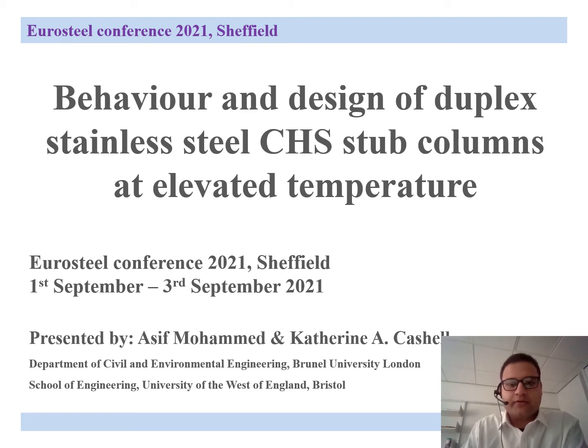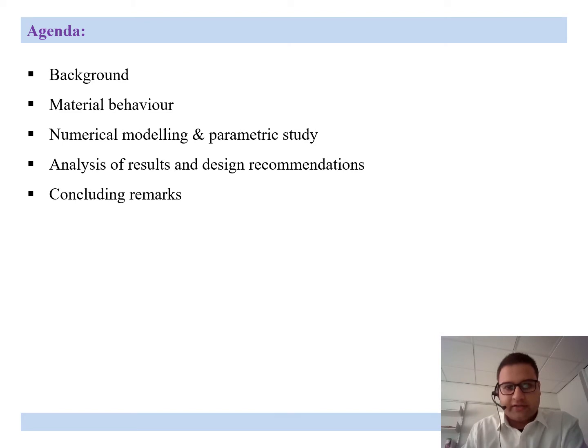Okay, so the main part of my conference paper is based on the behavior and design of duplex stainless steel circular section stub columns at elevated temperature. What I'm going to do first is try to put things into context by saying a little bit about the background of stainless steel, the material behavior at room temperature and elevated temperature, and then going into the numerical modeling and the parametric study, followed by the analysis of the results and design recommendations, and then summarize.